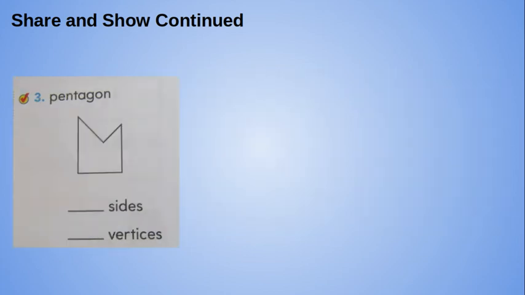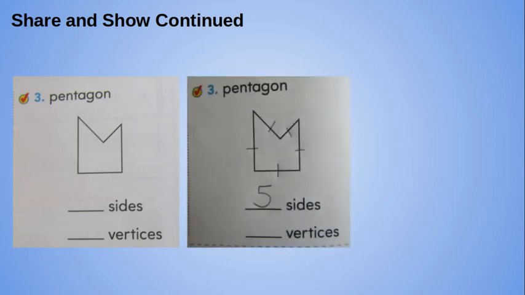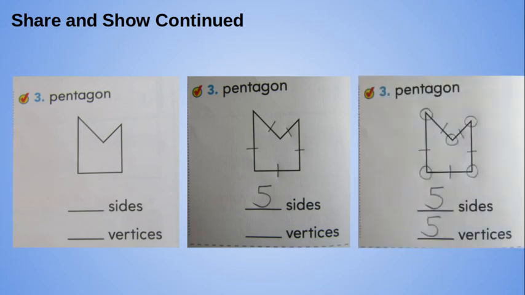And let's look at the last problem on this page, a pentagon. Again, the first thing I'm going to do, go ahead and put a dash mark on each of the sides. Just like this. Count them up, 1, 2, 3, 4, 5. And then I can go ahead and circle each of my vertices. Be careful, don't miss that one in the middle. Remember, a vertex is where 2 sides come together to make a point. So there's 5 sides and 5 vertices on this pentagon.